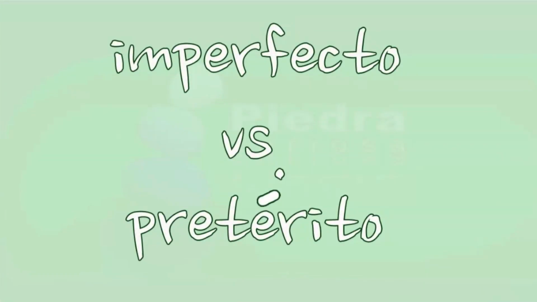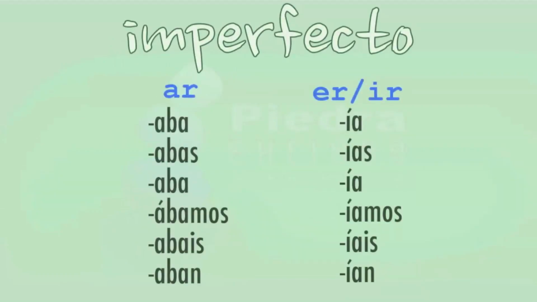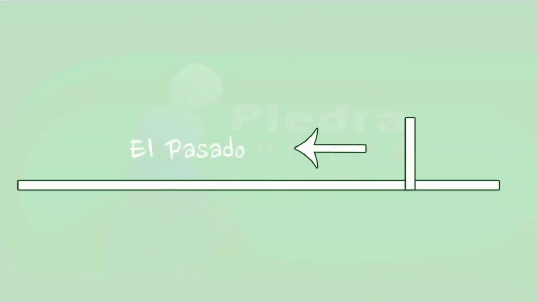In the last video, we looked at how to conjugate imperfect verbs with the abas and the ias. Today we'll look at how to distinguish between preterite and imperfect. Both preterite and imperfect conjugations are used to tell us about the past. Preterite and imperfect tell us about the past in different ways. We're going to take a look at the big picture first, and then we'll work with some specific examples.